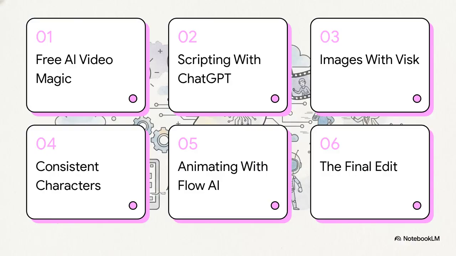Okay, let's dive right into this. We've got a really clear 6-step roadmap for our explainer today. We'll start with the magic of free AI generation, move into scripting with ChatGPT, generating images with Visk AI, a pro tip for keeping characters consistent, animating with Flow AI, and finally, stitching it all together in the edit.